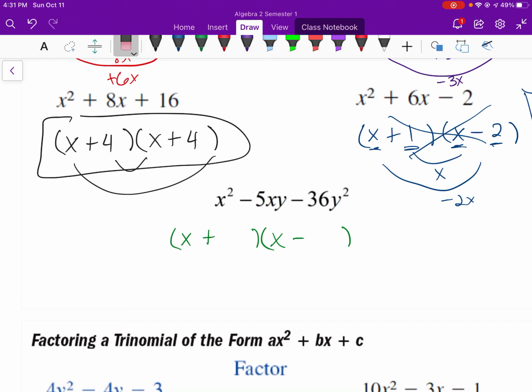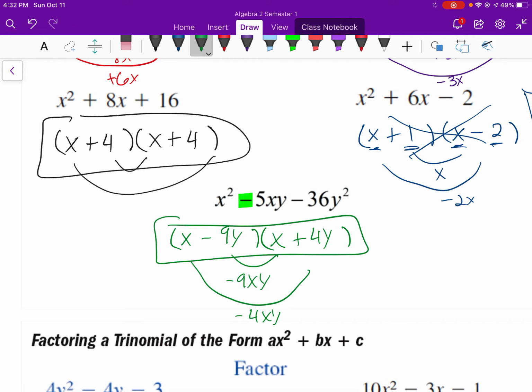So we got to think of another way. The next thing that comes to my mind is 9 and 4. So let's say 9, but then we also have that y squared, so 9y, 4y. Now when we check our outside, inside, that's negative 4xy, 9xy, which combining those gives me a positive 5xy. I'm looking for negative 5xy. So if that's the case, all we need to worry about is to flip-flop our signs.